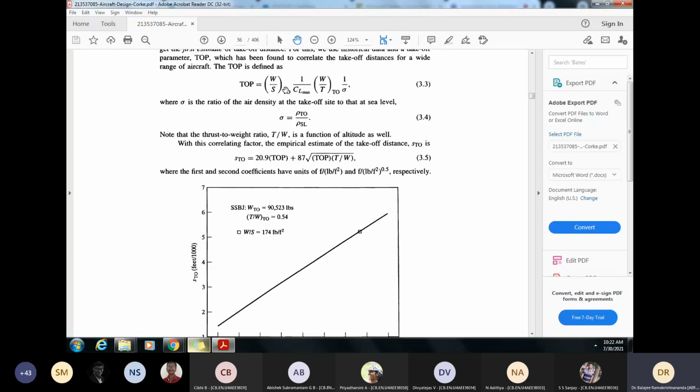When you make mistakes with these units, the small error will manifest itself as a huge mistake later sometimes. So be careful. With that, you evaluate the takeoff parameter and then you use this formula. So S takeoff should be in feet.